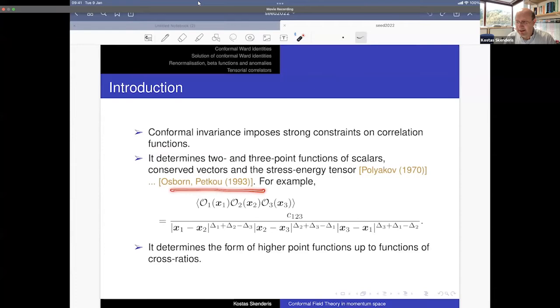In this paper, they discuss quite explicitly expressions for three-point functions. For example, the expression for the scalar three-point function takes the form indicated over here. I have three operators, each with a scaling dimension: the first Delta one, the second Delta two, and the third Delta three. Given the scaling dimensions and the positions of the insertions, this is the form of the correlator. It also determines the form of higher point functions up to functions of cross ratios. I will make this a little bit more explicit later on.